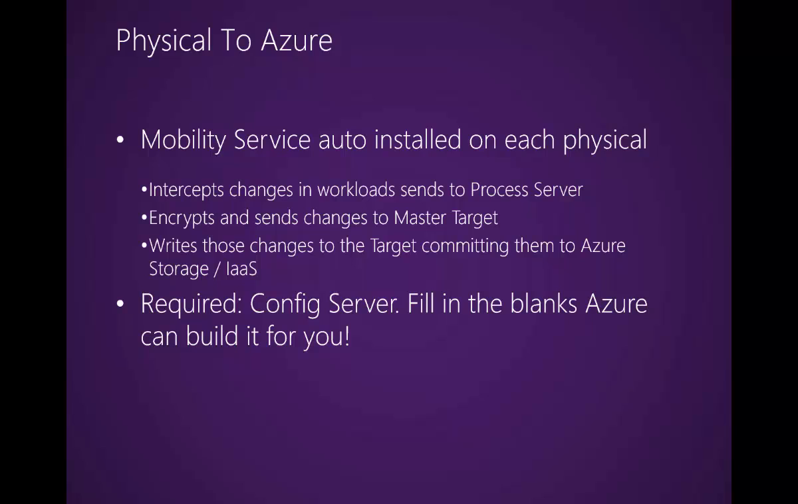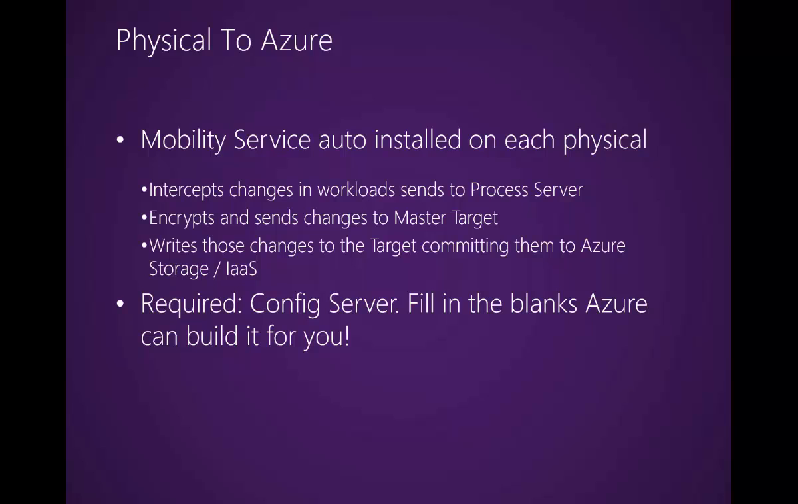So I talked a little bit about physical. So when you have physical to Azure, there's a couple other things that are happening. There's a mobility service that is installed on each physical machine, and that basically intercepts those changes and sends it to a process server. Then the encryption happens, and that sends changes to a master target server. And these are big terms that really don't mean anything in the context of just what it is about the technology, but these are specific terms that when you're setting up Azure Site Recovery in Azure, you'll have to configure.